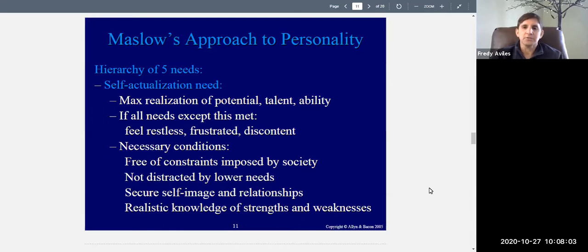Something you do that's beyond yourself. If all your needs are met, except this need for self-actualization, you feel restless, frustrated, discontent. So you have enough food, water, air, right? You feel safe. Belonging and love needs have been met, right? You're married, you have a family, you have friends, you know, you're doing well in that sense. You're also doing well with your esteem needs, right? You have a good job, you've gotten that degree, right? You got a decent car, a decent house, decent clothes, decent lifestyle, right?